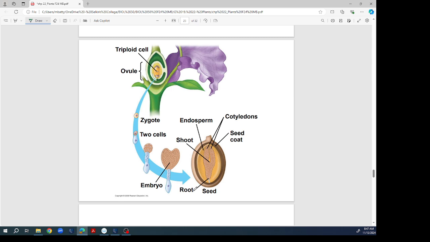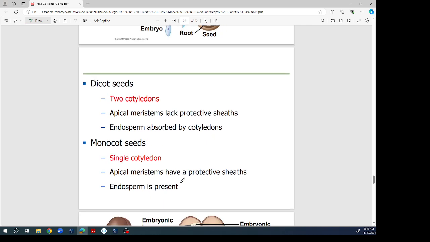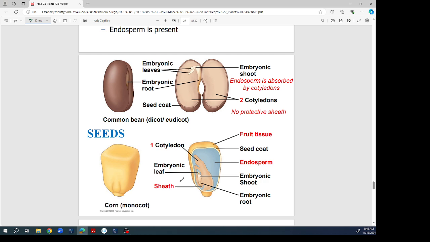So this is just showing that development of the embryo and that endosperm. And again, I think that the Amoeba Sisters do a great job at explaining this double fertilization with diagrams. Just as a reminder, we've got monocots and dicots and those images showing those endosperms. Like I said, in corn, most of what you're eating is that endosperm of the seed of corn.